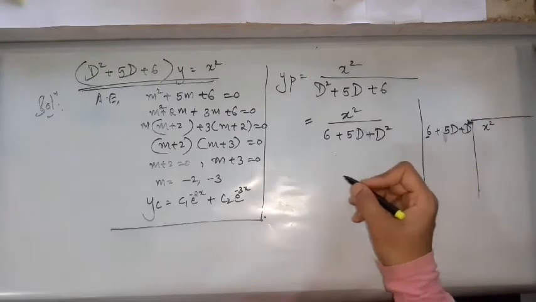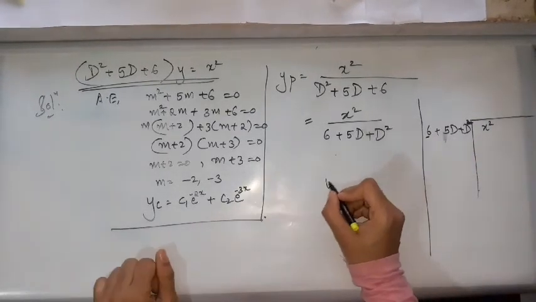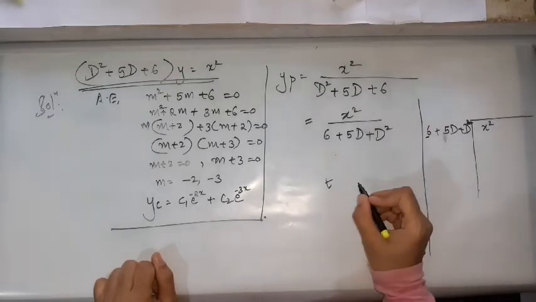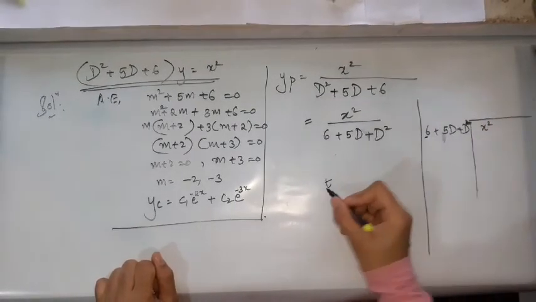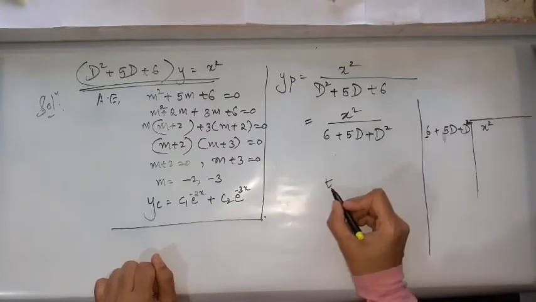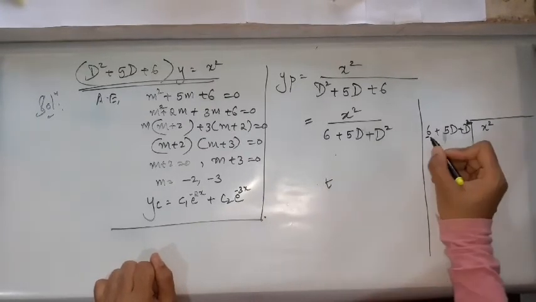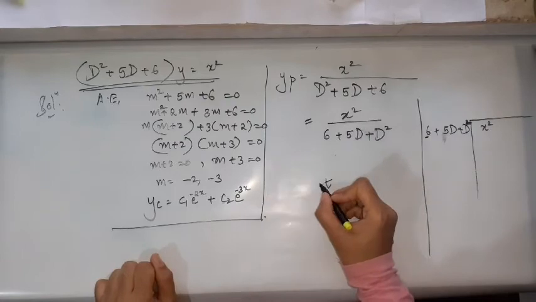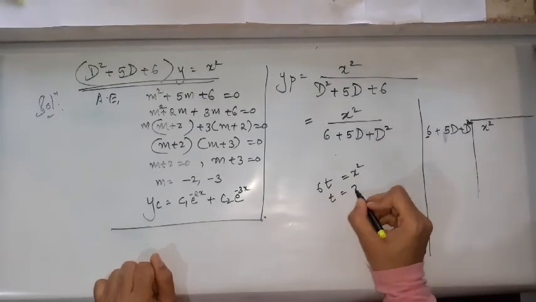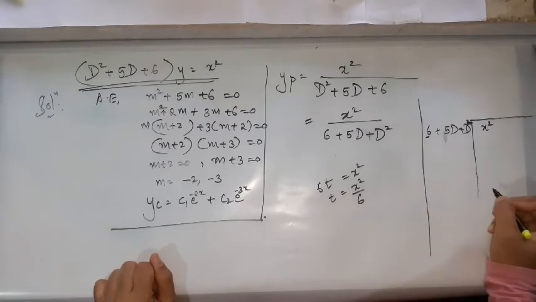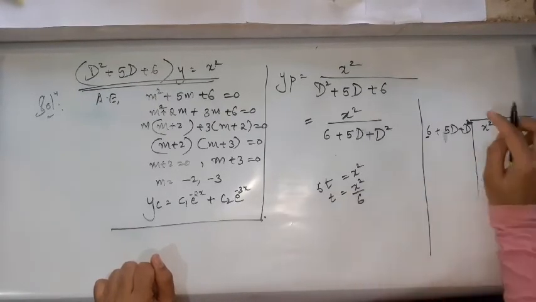Just see. You take that term as t. Whatever you should write here, let that term be t. So you should multiply t to the 6. 6 into t should be your x square. Is it not? So what should be your t then? x square by 6, right? So this t should be written here.